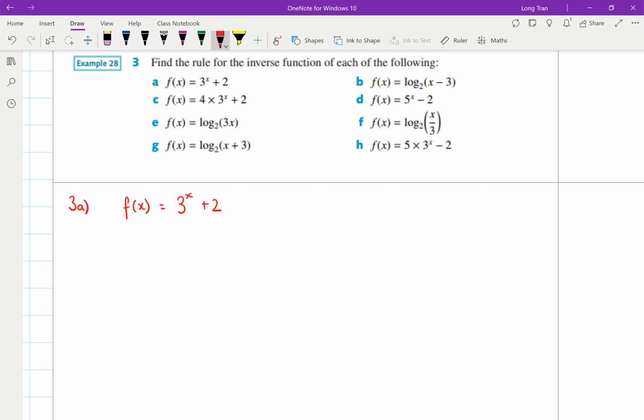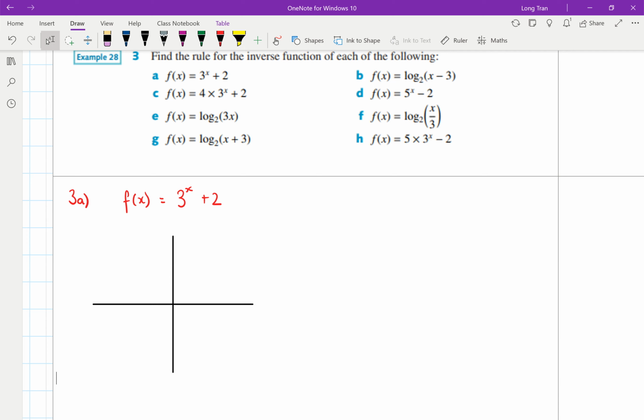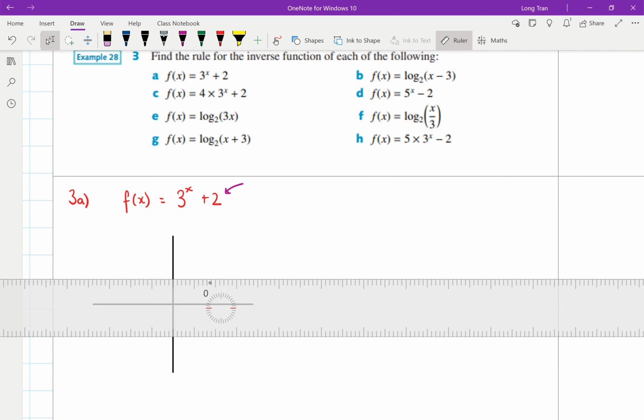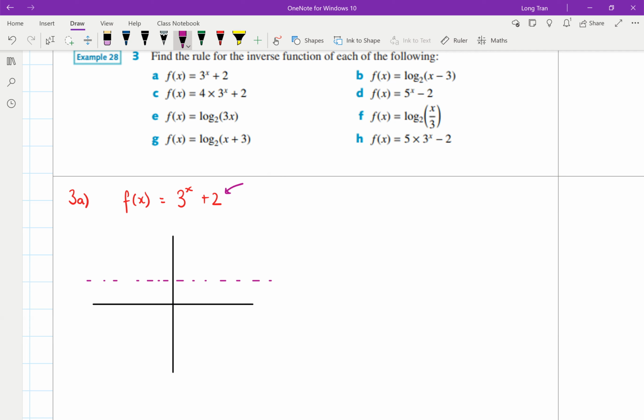If we were to quickly sketch this, I'm just going to grab my axes out and do a very rough sketch. I know that the plus 2 tells me the graph shifts up by 2. I'm going to use a ruler. Here we go. Plus 2. So this is what your normal graph would look like, up by 2. And it's a normal exponential graph, so when I draw it, it's likely to look something like this.